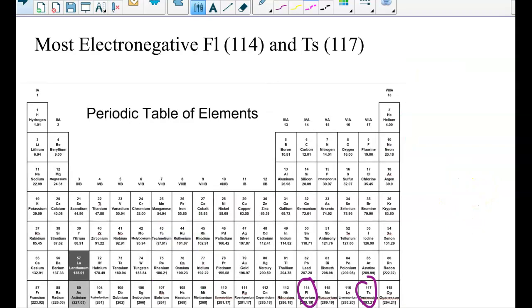If we go to the next example, most electronegative. Electronegativity increases from bottom to top in a family, and left to right in a period. The most electronegative then would be Ts.